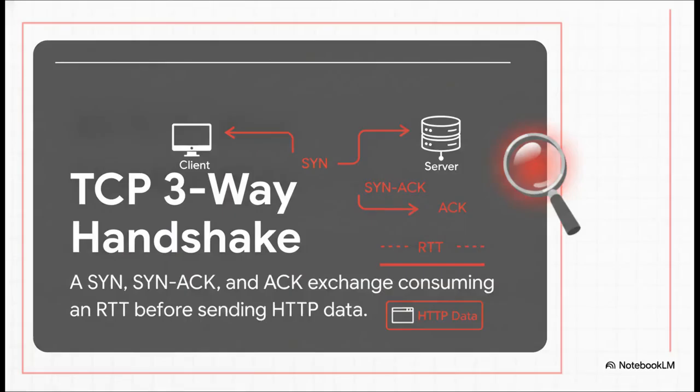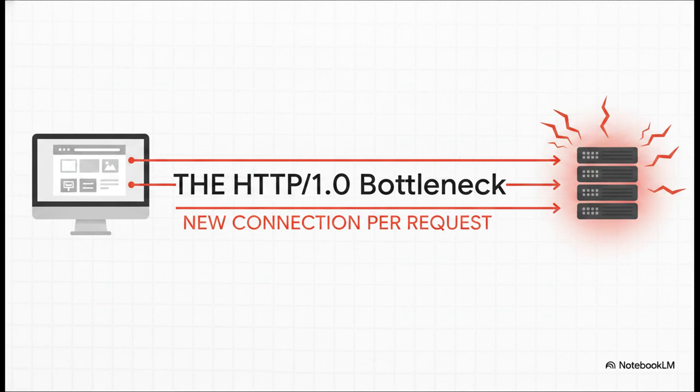Right. So to understand that waste, we need to look at the very foundation of web traffic, which is the TCP three-way handshake. Back then, every single time a client wanted to talk to a server, they had to perform this intricate little dance just to establish trust. The client sends a SYN packet, the server replies with a SYN ACK, and then the client confirms with an ACK. This entire back-and-forth process consumes a full round-trip time, or RTT, over the network. That is precious physical time ticking away before a single byte of actual HTTP data, like the text of your website, is even sent.